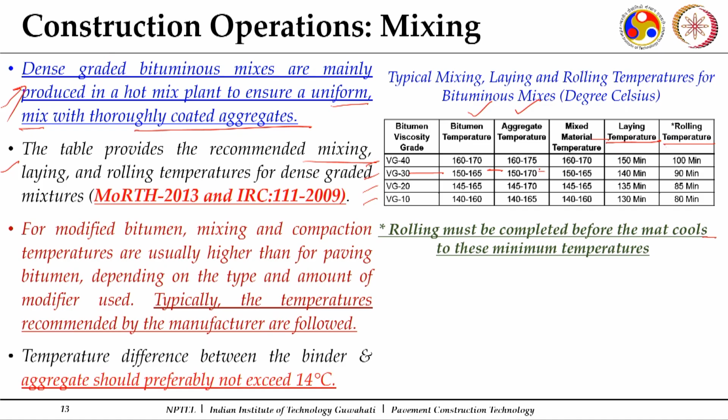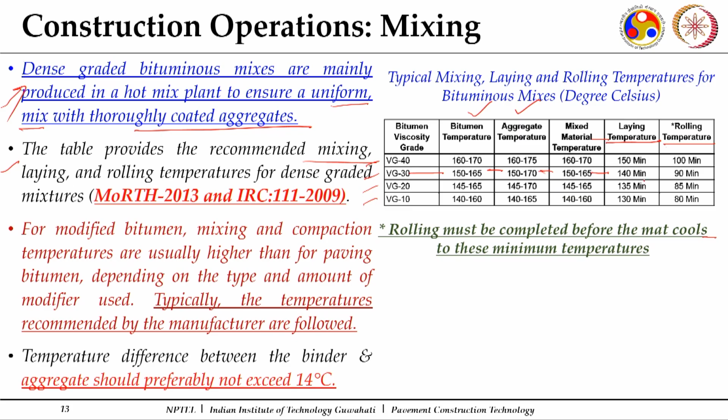Those compaction temperatures usually come out for a VG 30 binder in this particular range. So, those temperatures are mentioned here. This has been derived from a lot of research and experience developed on these binders. You can see for VG 30, a bitumen temperature in the range of 150 to 165, with aggregate temperature slightly higher than the bitumen temperature. By the time mixing gets completed and you bring it to the field, transportation may take some time for the mix to come into the field and the laying to start.